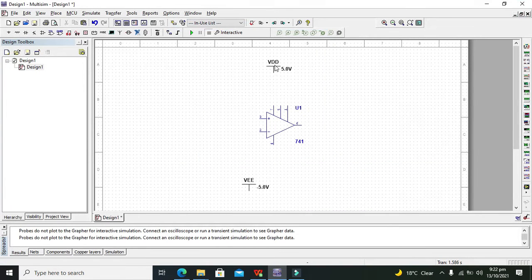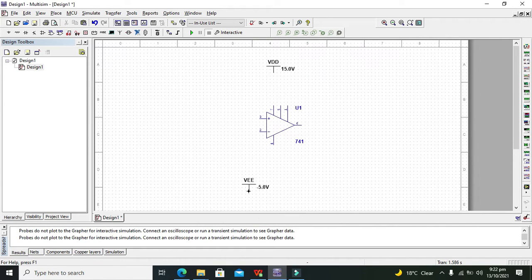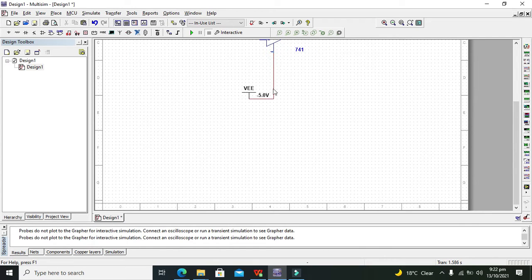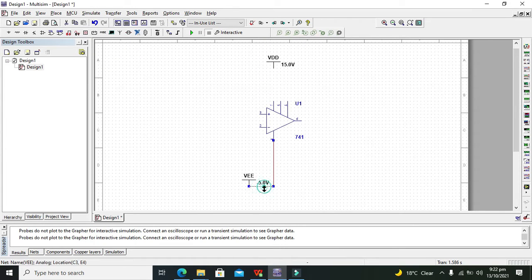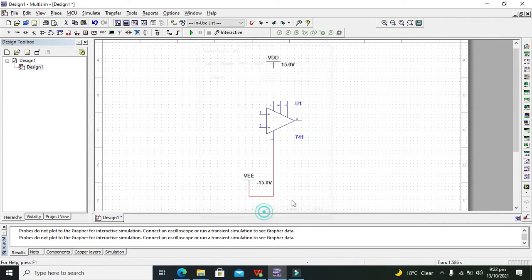We need to give it plus 15 volt and minus 15 volt. The positive end must be connected with pin number 7 and the negative supply must be connected with pin number 4. Pin number 6 is the output pin. Pin number 3 is the non-inverting input, and pin 2 is the inverting input.